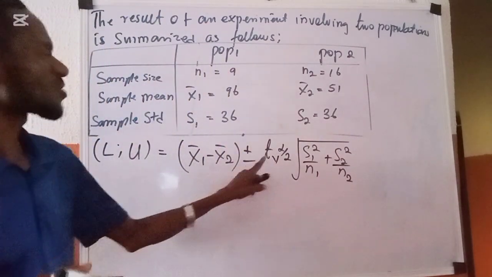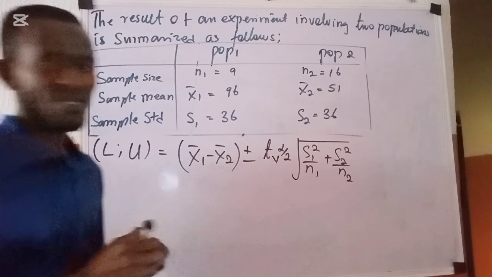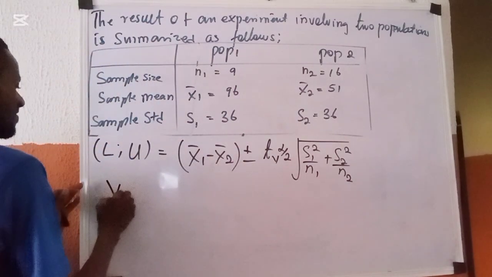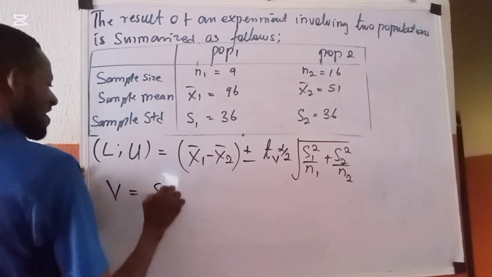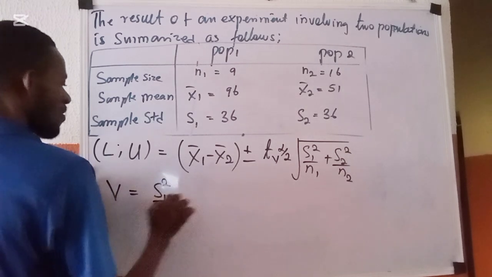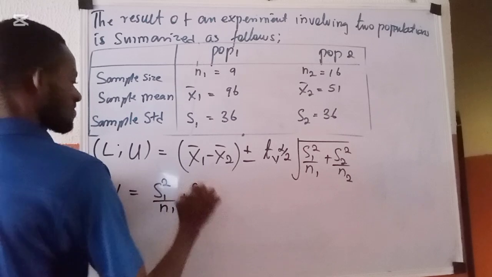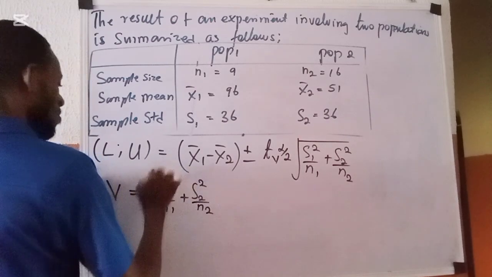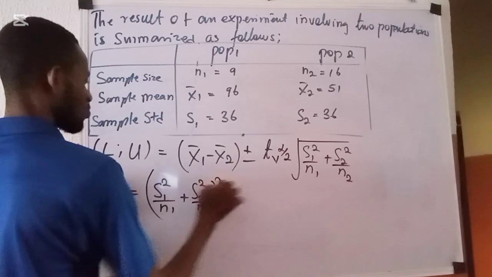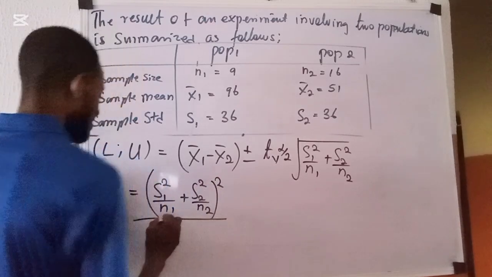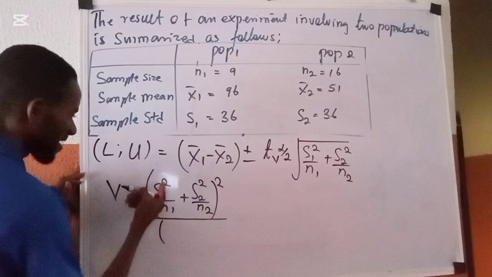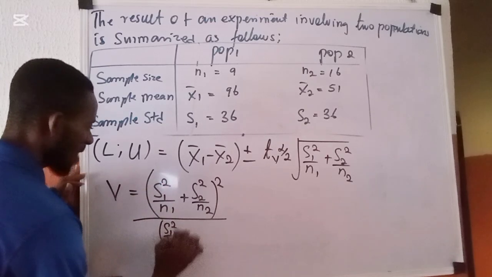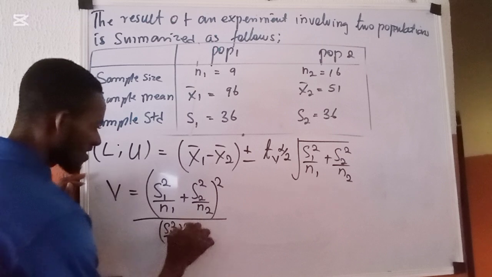So the only thing that you do not know here is this V. And I already gave a formula for V earlier, where V is given as S1 all squared all over N1 plus S2 all squared all over N2, open a bracket this way and then you square it. Then you have something like this. You repeat what you have here: S1 all squared all over N1, you close it, you square it.